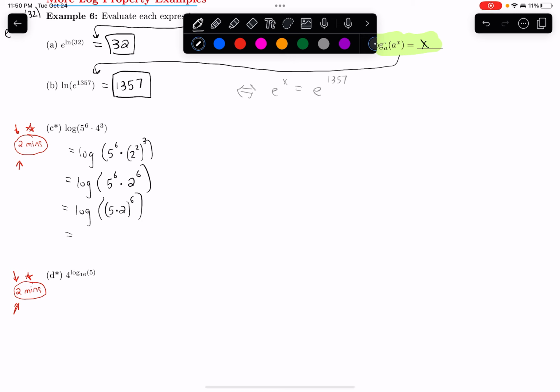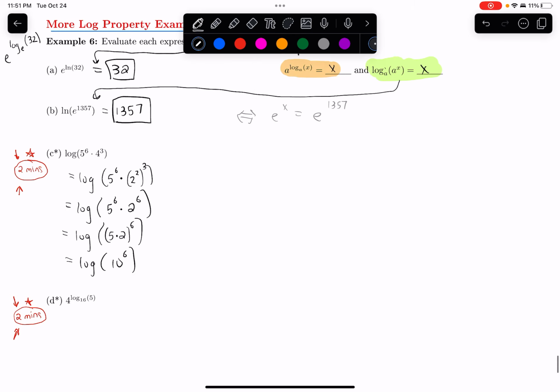So this gives me log of 10 to the 6th. Okay, so now I finally got it into a form I can evaluate. The base of this log is technically a 10. Oh, but that matches the base of this exponential. So they cancel each other, right? That's this log property. They should cancel each other, and I should just get that exponent, which is 6. Okay. And that's my answer.